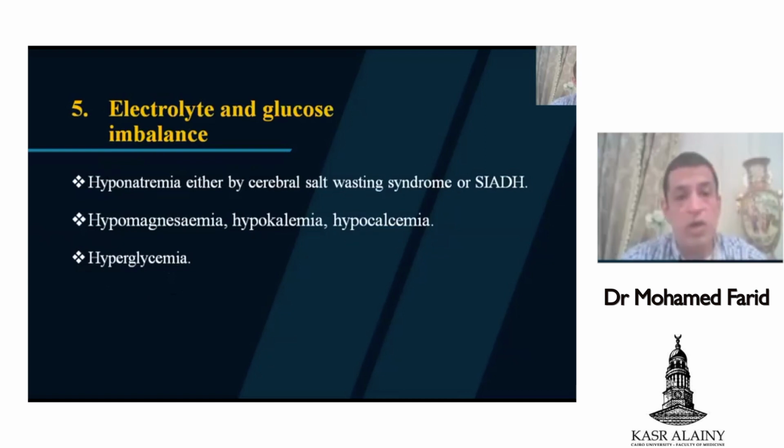Electrolyte disturbance and glucose imbalance. Hyponatremia is very common with subarachnoid hemorrhage, either by cerebral salt wasting syndrome or syndrome of inappropriate ADH secretion. Hypomagnesemia, hypokalemia, and hypocalcemia. Hyperglycemia is common in patients with subarachnoid hemorrhage.